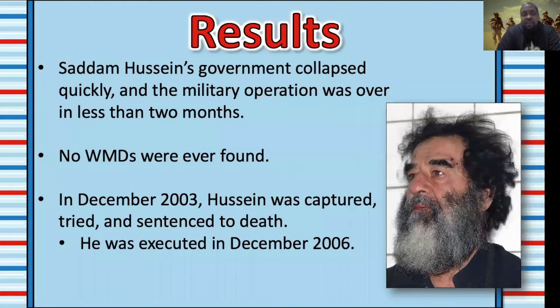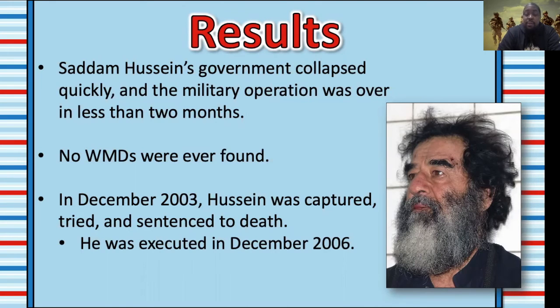What were the results of looking for Saddam Hussein? Saddam Hussein's government collapsed quickly, and the military operation was over in less than 2 months. There were no weapons of mass destruction found. In December 2003, Saddam Hussein was captured, tried, and sentenced to death. He was executed in 2006.